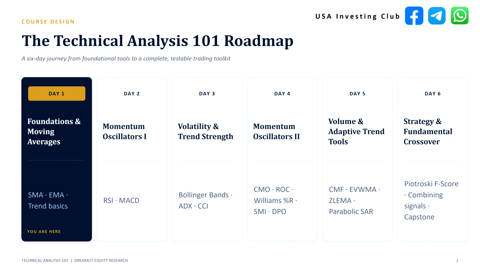Day 3 is volatility and trend strength, covering Bollinger Bands, ADX, and the commodity channel index. Day 4 continues with momentum oscillators 2, the Chande momentum oscillator, rate of change, Williams %R, the stochastic momentum index, and the detrended price oscillator. Day 5 is volume and adaptive trend tools, Chaikin money flow, elastic volume-weighted moving average, zero lag EMA, and parabolic SAR. And day 6 closes the course with a strategy and fundamental crossover, the Piotroski F-score, combining signals across everything you've learned, and a capstone project.